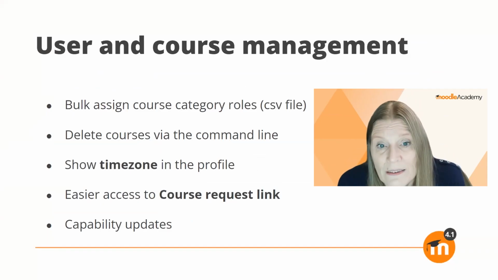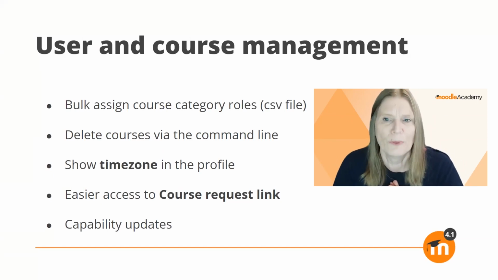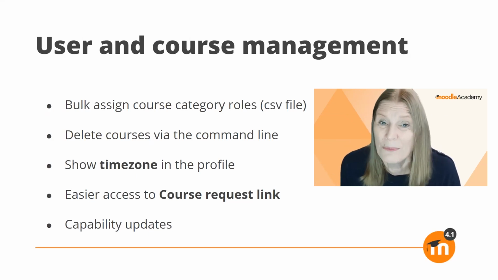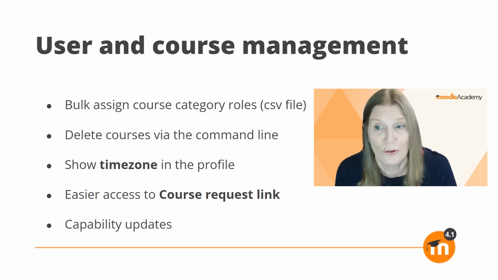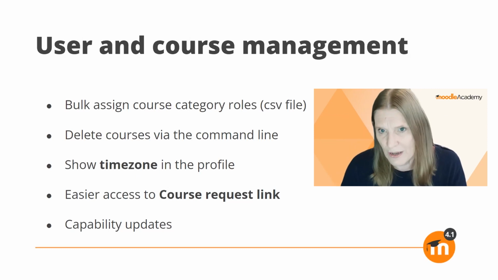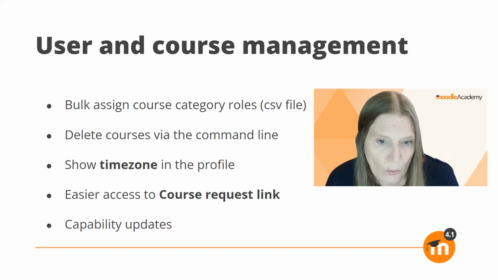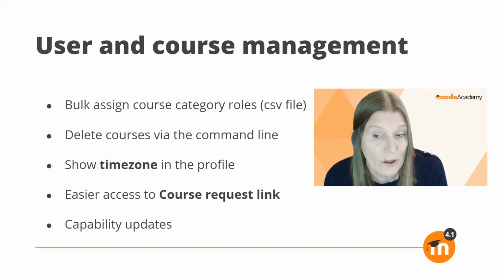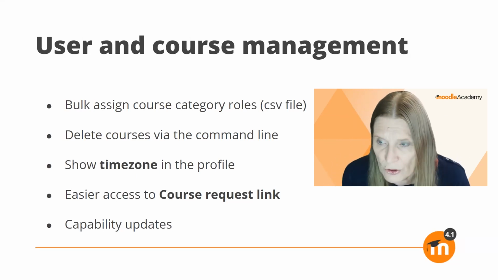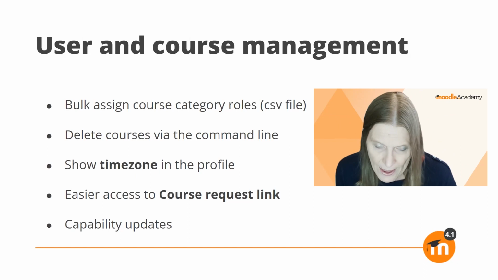Now, as I explained, the next bullet point is a combination of features and improvements that didn't neatly fit anywhere else. And they don't all lend themselves to pretty screenshots, so I'll just talk you through some of these. The first one is that you can now, through a CSV file, bulk assign course category roles, which are quite popular, and this will make the life of administrators easier. And if you go to the documentation, there is some information on what to put in the CSV file there.